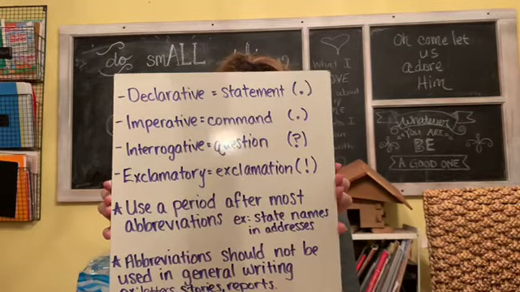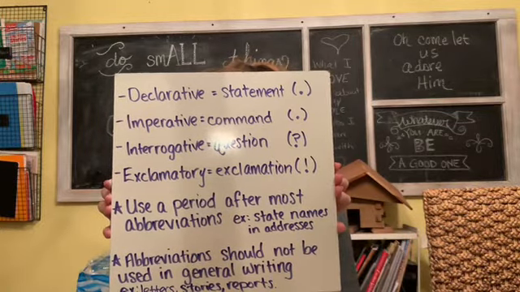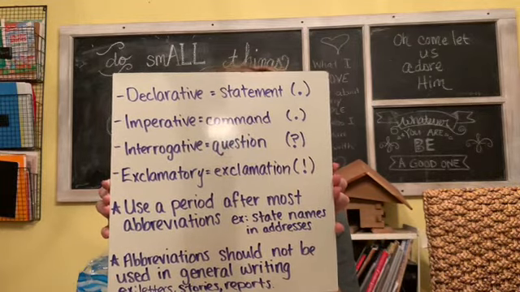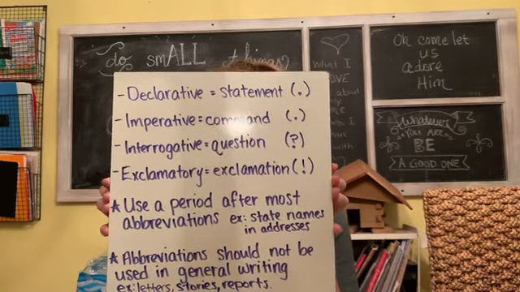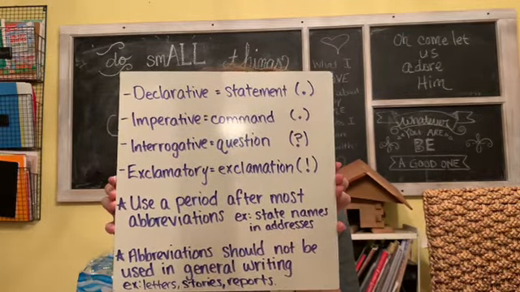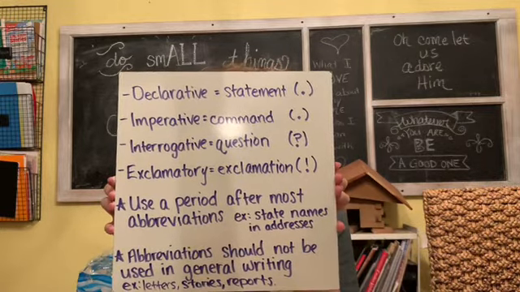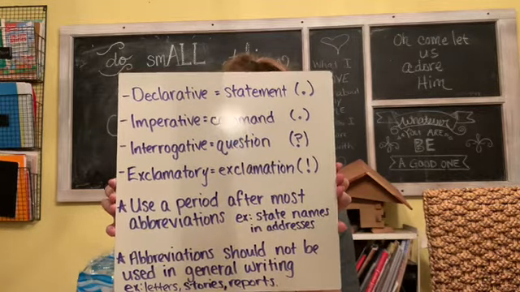And lastly, abbreviations should not be used in general writing. So for example, if you were writing something for school, a story, a report, a letter to somebody, you are not going to use abbreviations in your writing. So if you were writing something for me, a story, a research paper, any type of report, you should be writing out the whole word. We are not going to abbreviate in our writing.